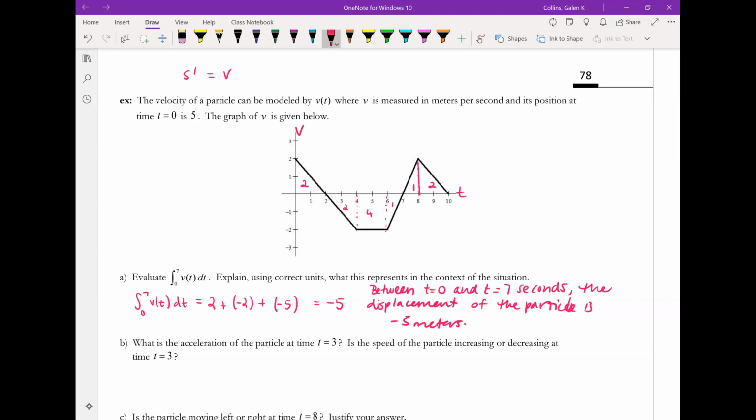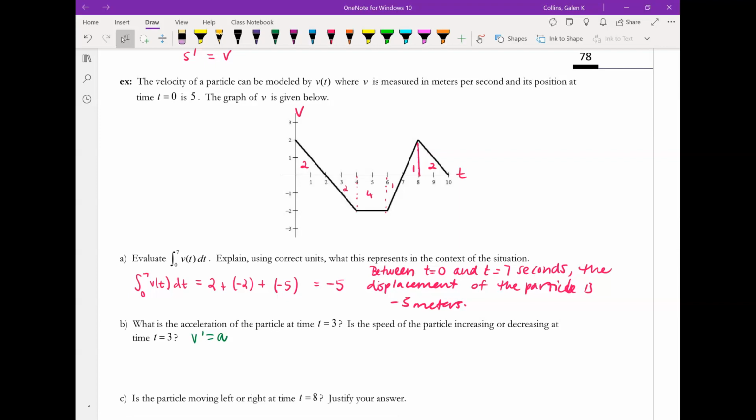All right, in part B, what is the acceleration of the particle at time t equals 3? So remember that the derivative of velocity is acceleration, and we have to show that relationship in our FRQ response. Is the speed of the particle increasing or decreasing at time t equals 3? Okay, so let's first find the acceleration at 3.